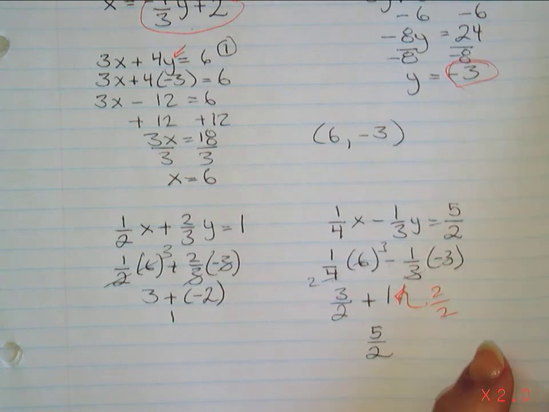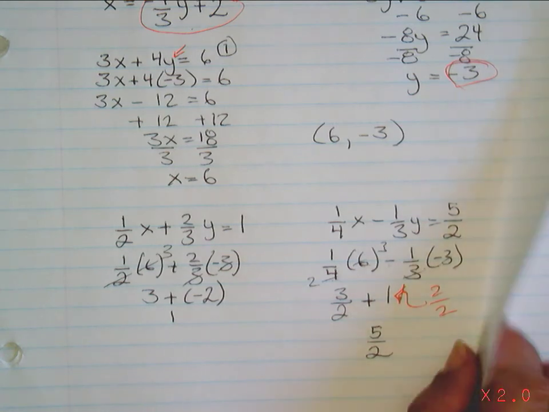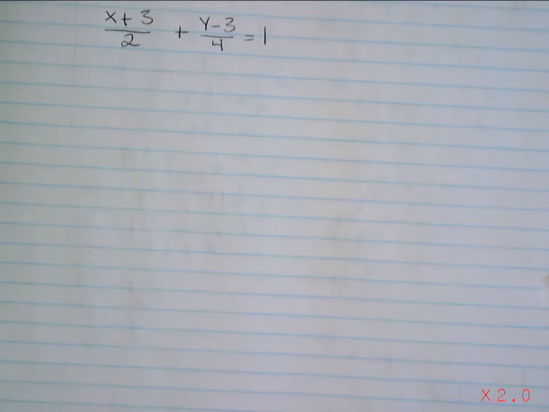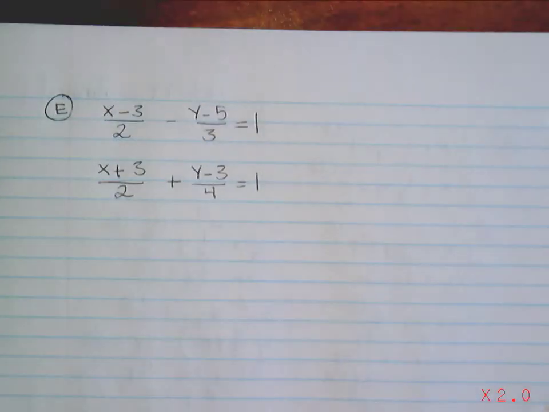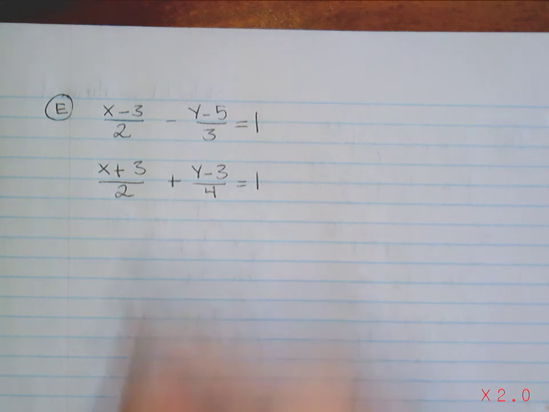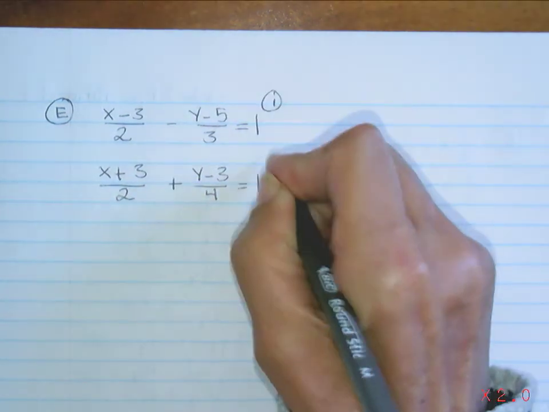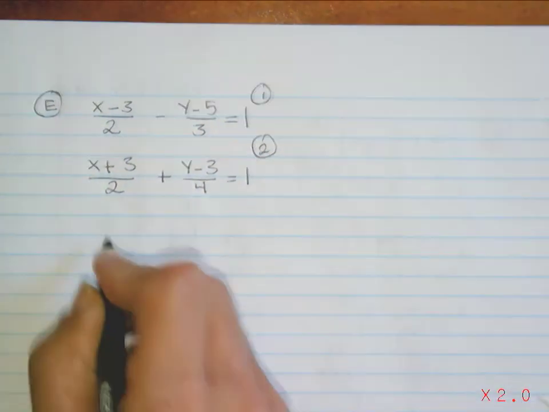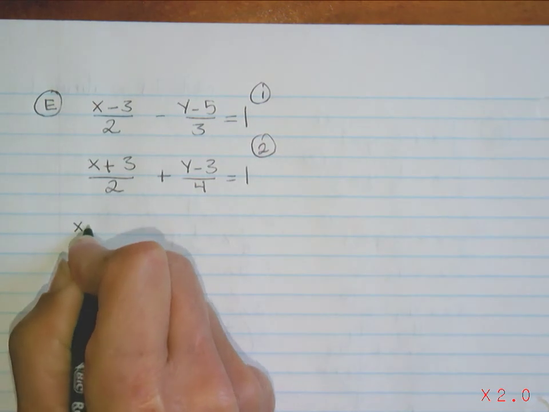Now we're going to try another one, slightly more complicated. Doing this sort of thing works with decimals too. If you have a lot of decimals, you can multiply by 10 or 100 to clean up the mess. And we've done that in lots of questions before. So here's E. And we're only doing 2 examples today. And there's equation 1 and equation 2. And we're going to clean up the mess.